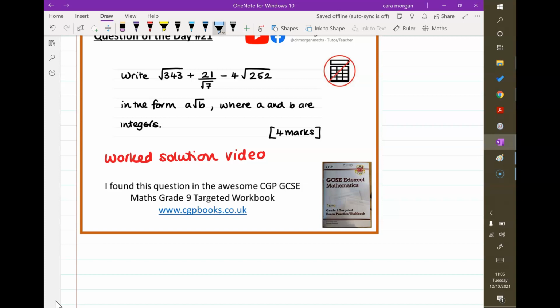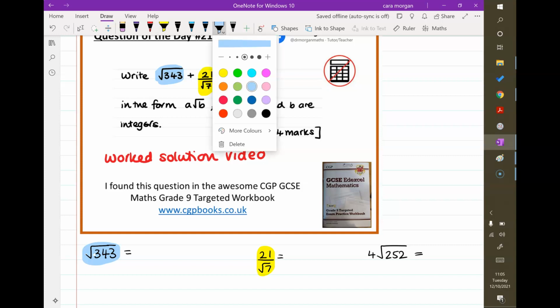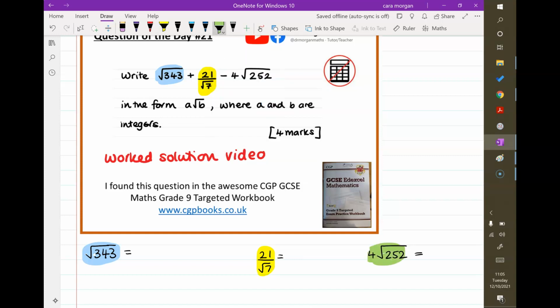So I think what I'm going to do is take each of these expressions and simplify them before I pop them all together. So I've got to write root 343 in a different way, so I've got to simplify that surd. I've also got 21 over root 7 to deal with, and I've also got 4 lots of root 252 to deal with. So each of these I'm going to deal with just down here. I'm going to colour code them so I remember what I'm actually going to be doing with them. Okay, so there are 3 expressions there.